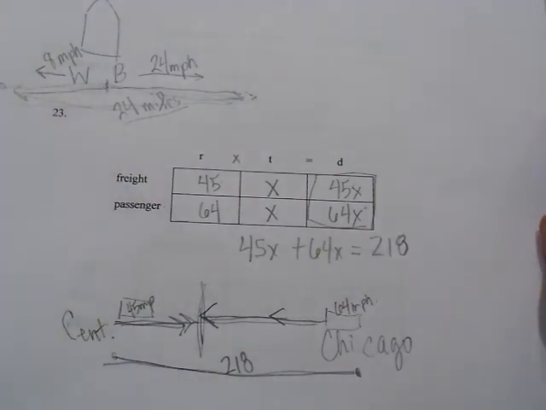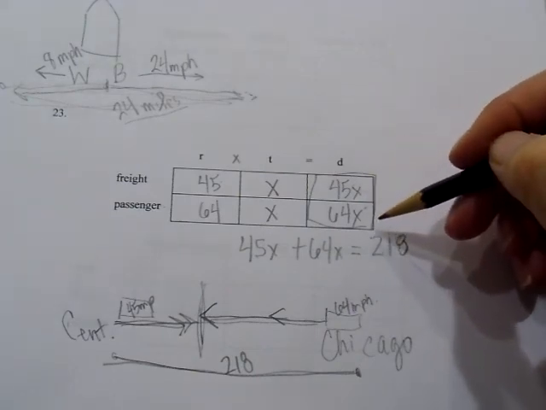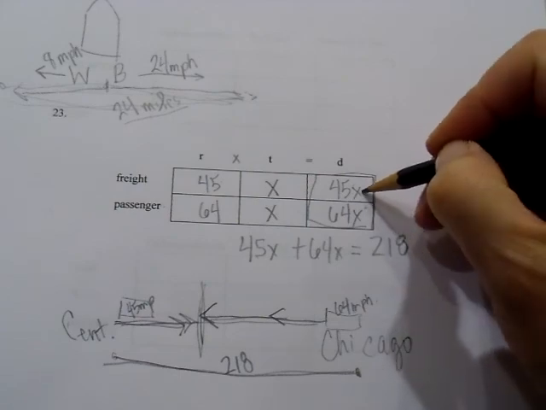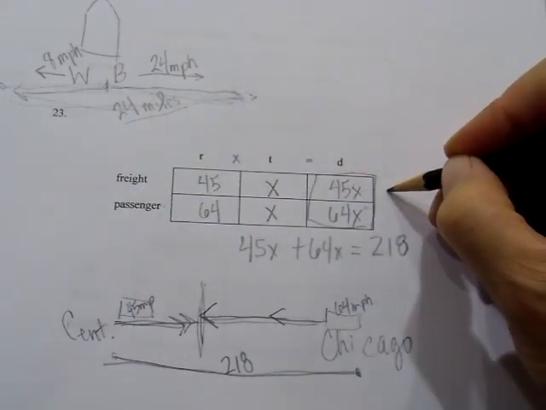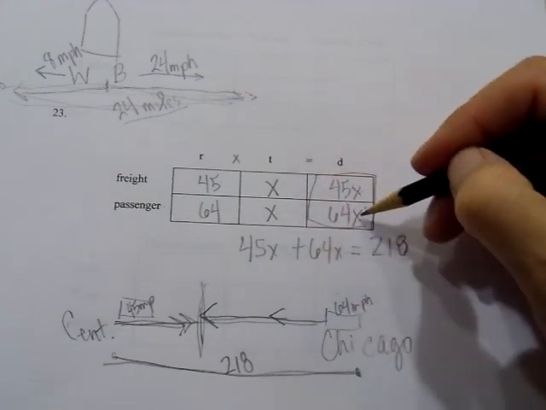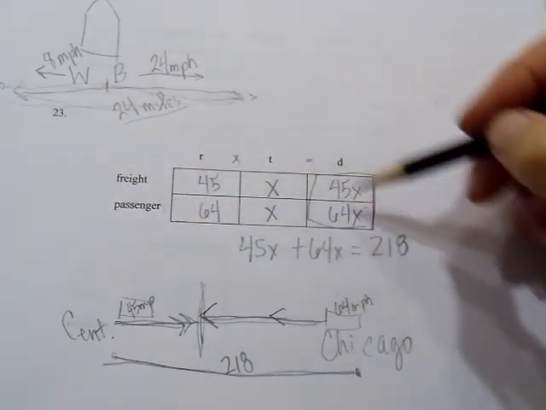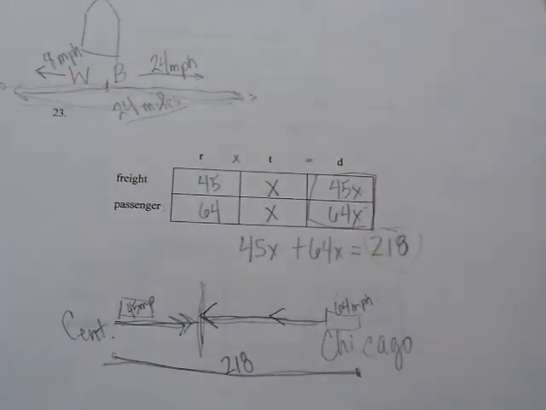Let's say they asked, instead of for your time, what distance did they each go? Then you would take your x after you solved, stick your x in here and multiply it by 45. You would know the distance of the freight train. When you solve for x, put your x in here and multiply by 64, and you would know the distance that the passenger train went. And those two added together will equal this. All right. Good luck with those. Hopefully that helps.